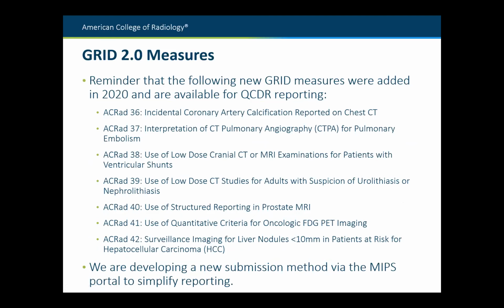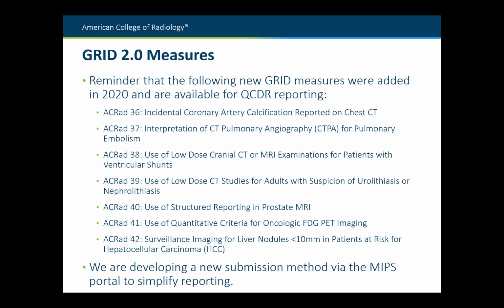I'd say the ones that have been most popular so far would be 36 and 40. That's ACRad 36, incidental coronary artery calcification for chest CT. ACRad 40 is use of structured reporting in prostate MRI. But all of these measures are available through the GRID registry, and we encourage anybody who's participating in GRID to look into submitting them.